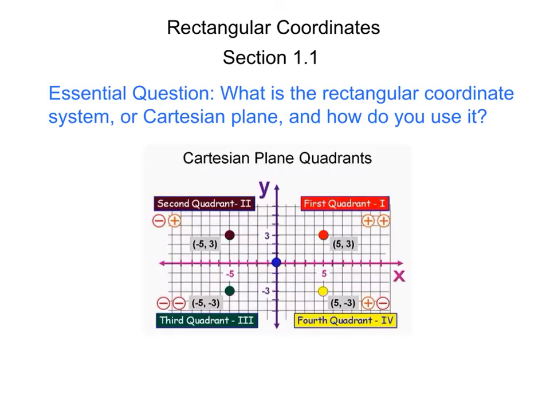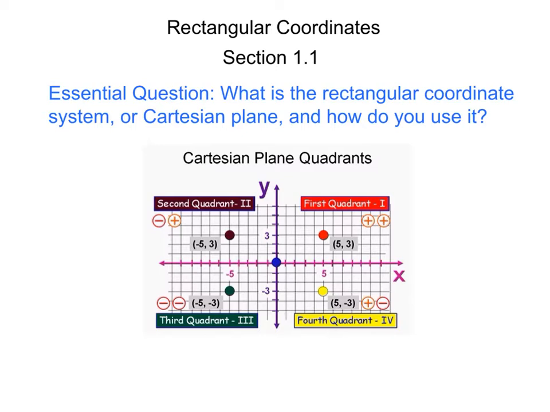Now here is a picture of the Cartesian plane or rectangular coordinate system. Note that it is really only two number lines, a horizontal x number line and a vertical y number line. And they intersect at a point called the origin. And these two number lines divide the plane into four parts or quadrants. The upper right quadrant is referred to as quadrant 1. The upper left is quadrant 2. The lower left, quadrant 3. The lower right, quadrant 4.